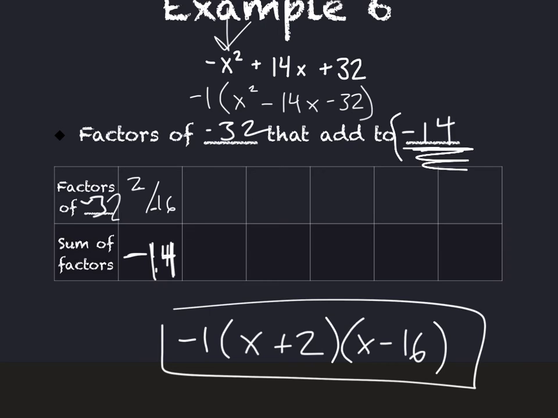Good question, because here our sum is negative, so the bigger number has to be negative. Before, our sum was positive, so the bigger number had to be positive, so we made the smaller one negative. But always, whatever your sum is, the bigger number has to be that same sign. Okay, got it. Thank you. You're welcome.